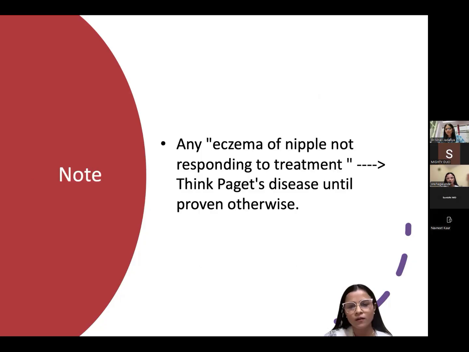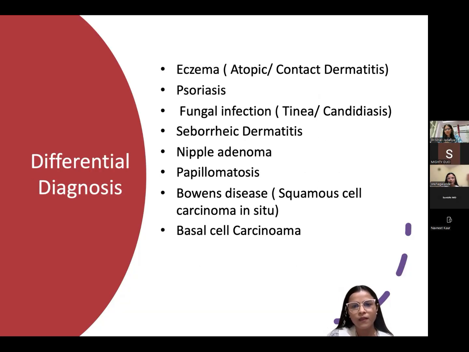So, given the history and clinical examination, it was evident that we had to consider Paget's disease in this patient, because any eczema of the nipple not responding to treatment, we have to think of Paget's disease until proven otherwise. These could be the other differentials that we would have considered: eczema, psoriasis, fungal infection, seborrheic dermatitis, nipple adenoma, papillomatosis, Bowen's disease, and basal cell carcinoma.